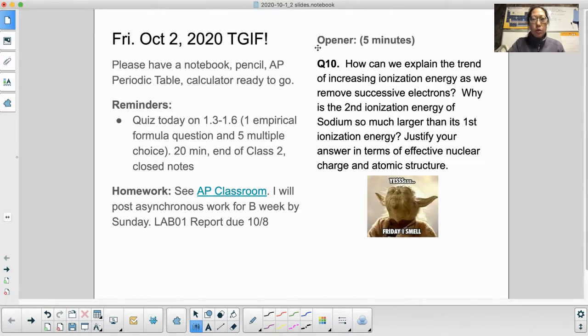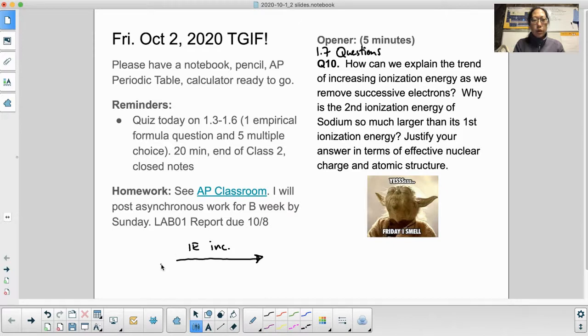So this is Q10. This is from the 1.7 questions that you did in class today. And it asks, how can we explain the trend of increasing ionization energy as we remove successive electrons? So first of all, we need to know what the trend is before we can start explaining it. As we go across the periodic table from left to right, we know that ionization energy increases. They're telling us the trend. Now we have to explain it.